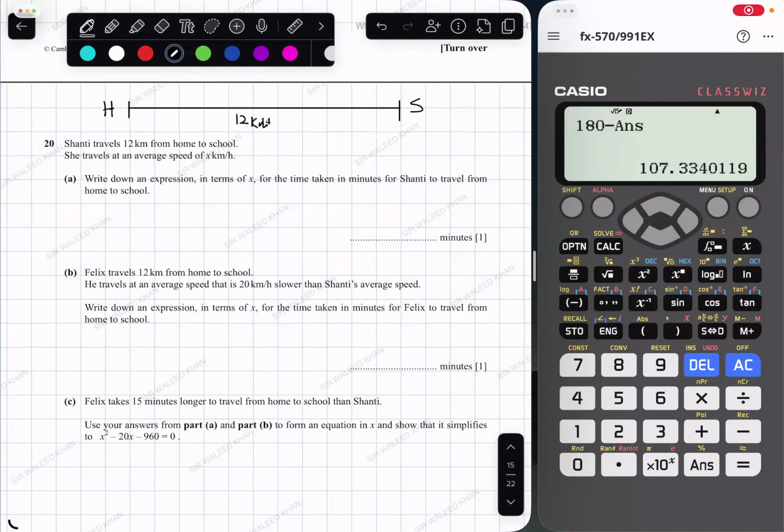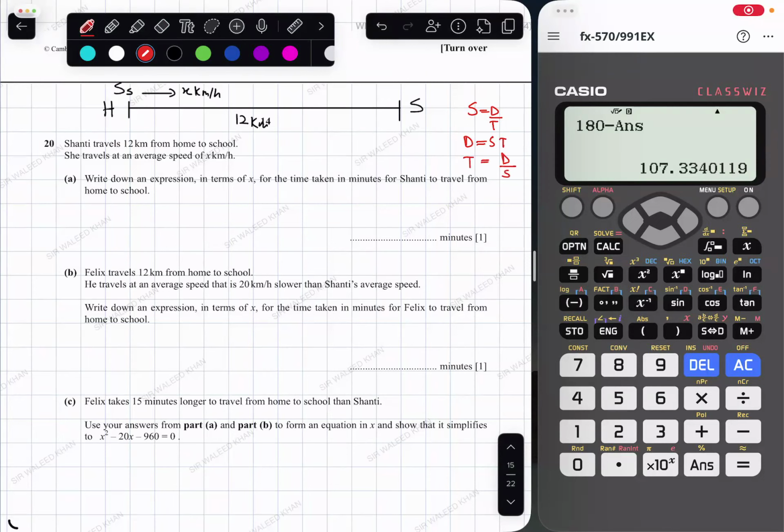Write an expression in terms of x for the time taken in minutes for Shanti to travel from home to school. She is traveling at an average speed of x kilometers per hour, from home to school, right? Speed towards the school is x kilometers per hour. We have the formula: speed is equal to distance over time. The rearranged version: distance is equal to speed times time, and time is equal to distance over speed.